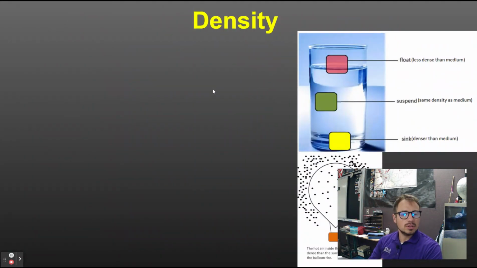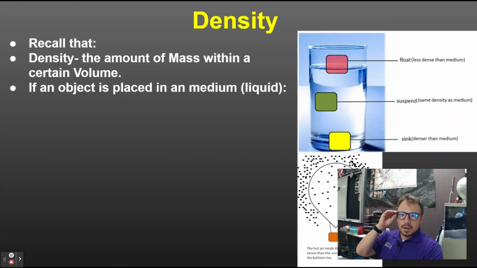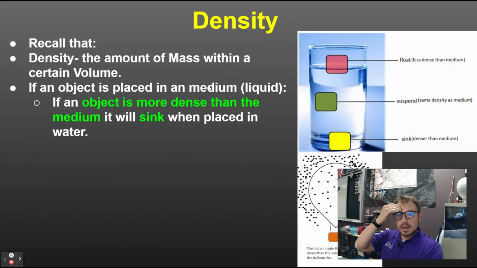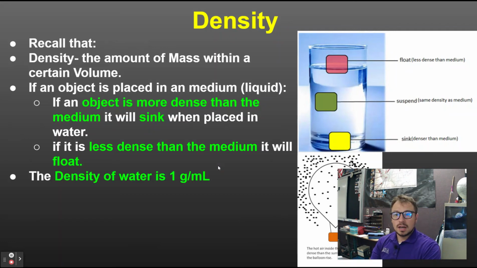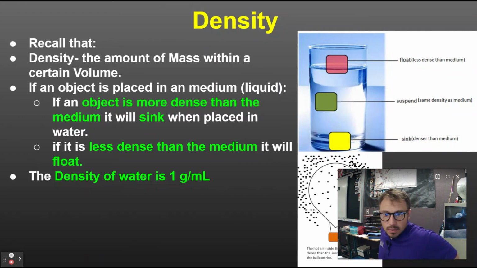To answer all those questions, like the one about the anvil, what determines whether an object will float? We know that density is the amount of mass within a certain volume. If an object is placed in a medium, like a liquid or air, and the object is more dense than the medium, it will sink. If it is less dense than the medium, it's going to float. The density of water is 1 gram per milliliter.